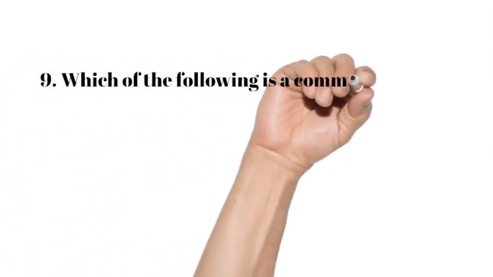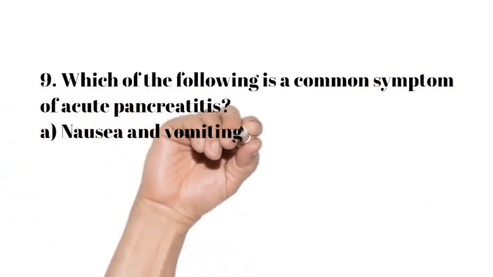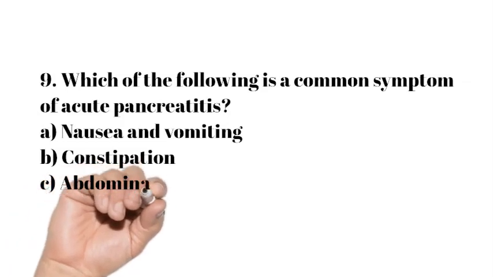9. Which of the following is a common symptom of acute pancreatitis? A. Nausea and vomiting. B. Constipation. C. Abdominal distension. D. Rectal bleeding.